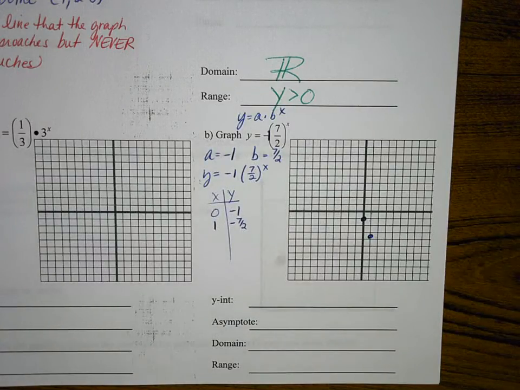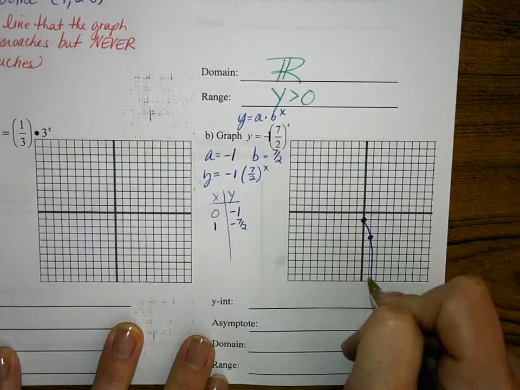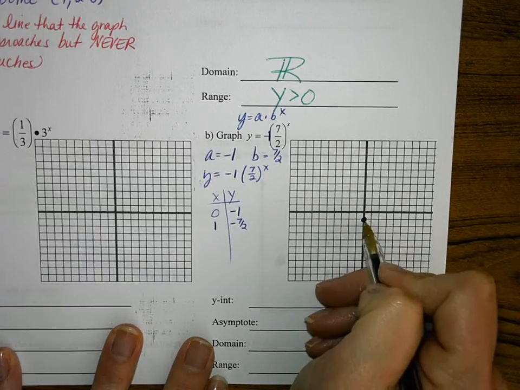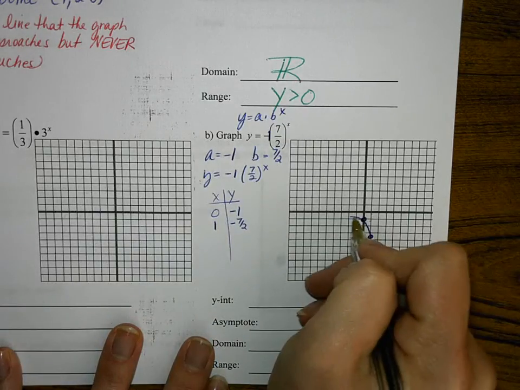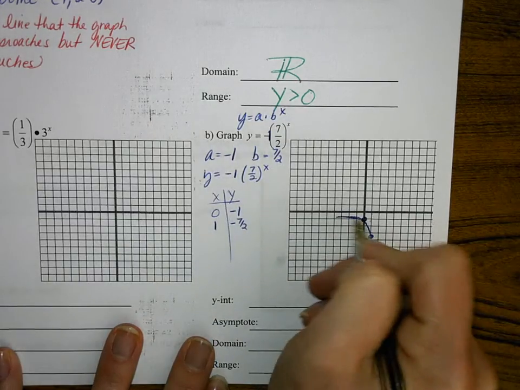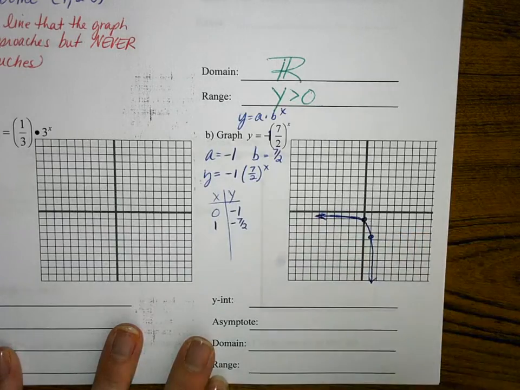Now, I'm a little bit confused, though. Why is it below the x-axis at this point? My A was negative, so my whole graph's going to be below that x-axis. Absolutely. So my curve is going to go down and to the right here, and then it's going to go up and to the left, but it's never going to touch what? It's never going to touch that x-axis. Make sure that yours do not touch that x-axis in any way, shape, or form.